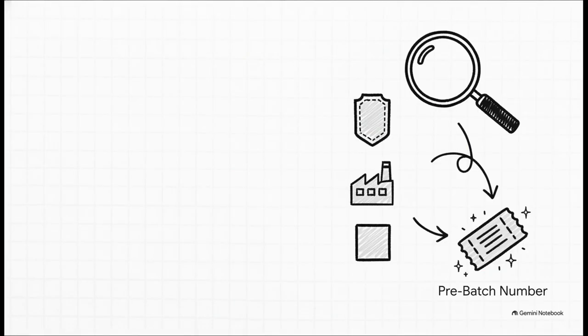To find your specific purchase order, you'll need to enter your search criteria. That's your order number, your branch plant, and the item number. Searching and processing the receipt right here generates a highly crucial piece of data, and that is the pre-batch number.